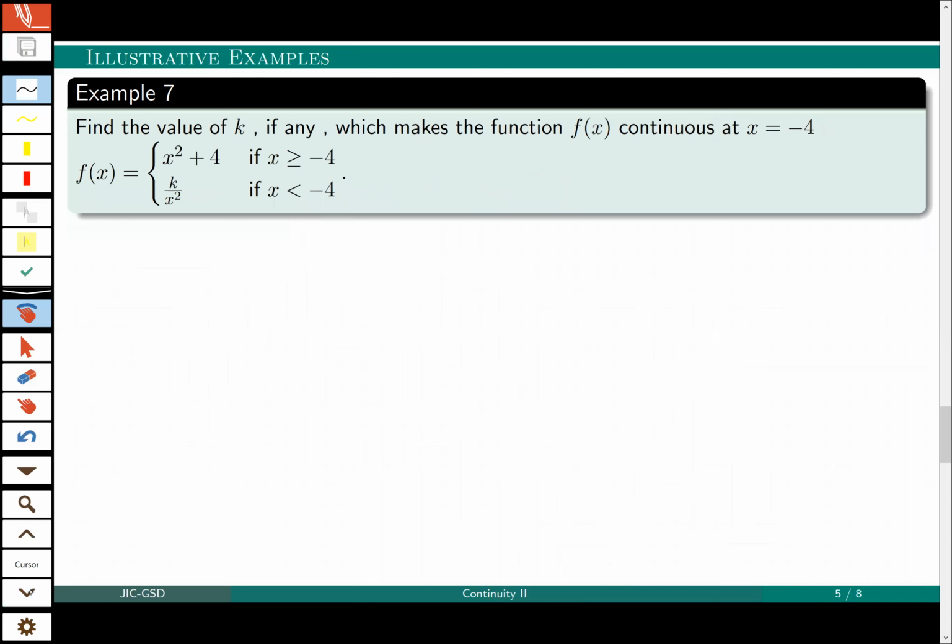Now, next example, it says find the value of k that makes the function continuous now at -4 only.